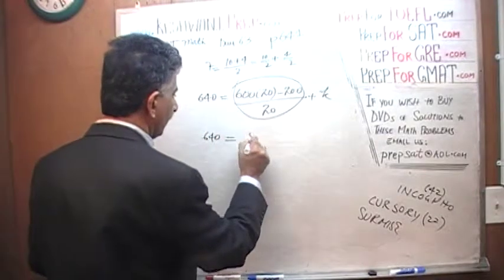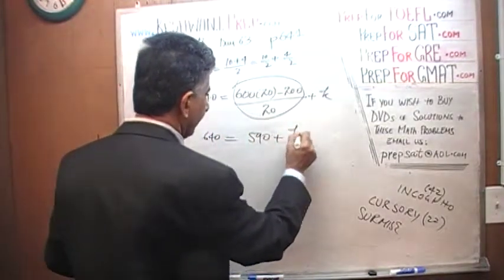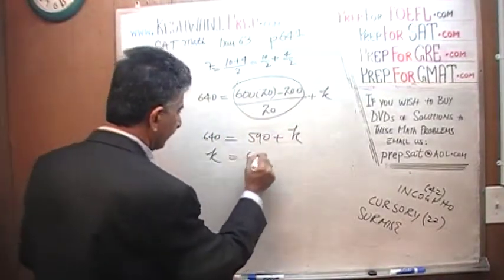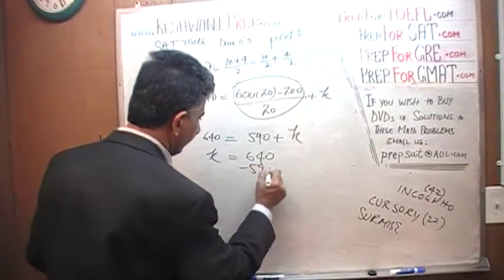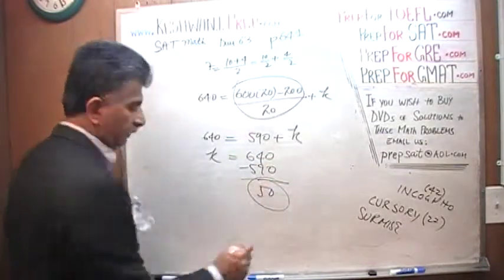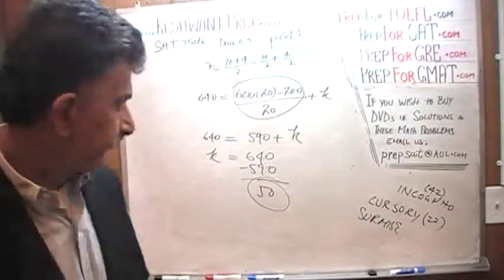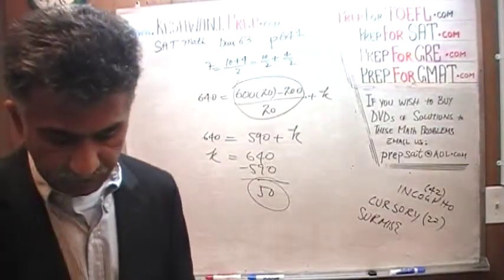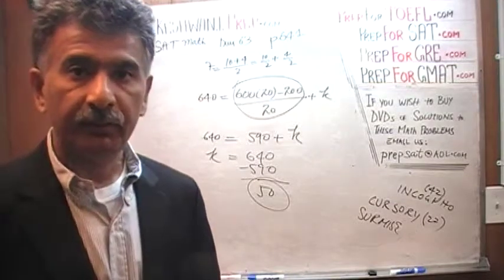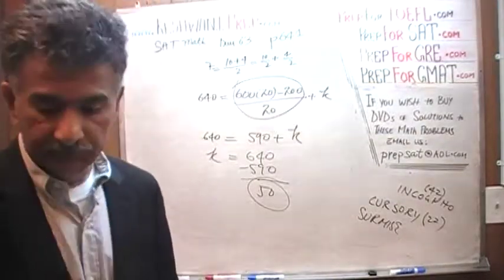640 equals 590 plus K, and therefore K would be 640 minus 590, which is 50. What do you know? That turned out to be much simpler than I was expecting. K equals 50. The answer is B. The answer is B. Let's do 14, shall we?